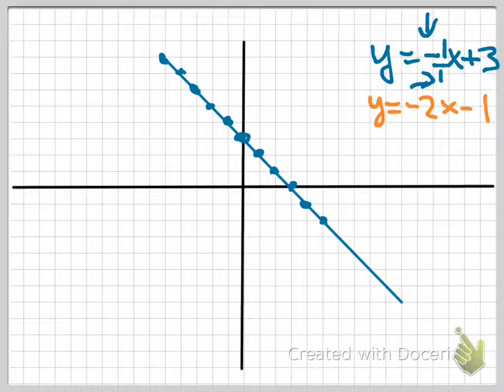Negative 2x minus 1. So here's my minus 1. Remember, this is down 2 to the right 1. Oh my goodness, it looks like I'm not going to intersect. I should put no solution.